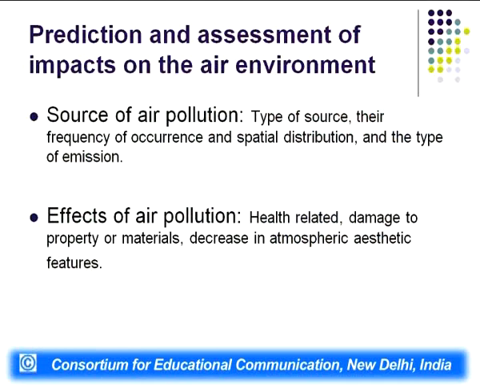Now, how can the predictions and assessment of impacts on the environment be done? First of all, we will have to find out the sources of air pollution. If we are concerned about the air pollution, we will have to find out what type of sources are there, their frequency of occurrence, as well as their spatial distribution and the type of emission. Afterwards, we will have to find out the effects of air pollution, that is health related, damage to property or materials, decrease in atmospheric aesthetic features.